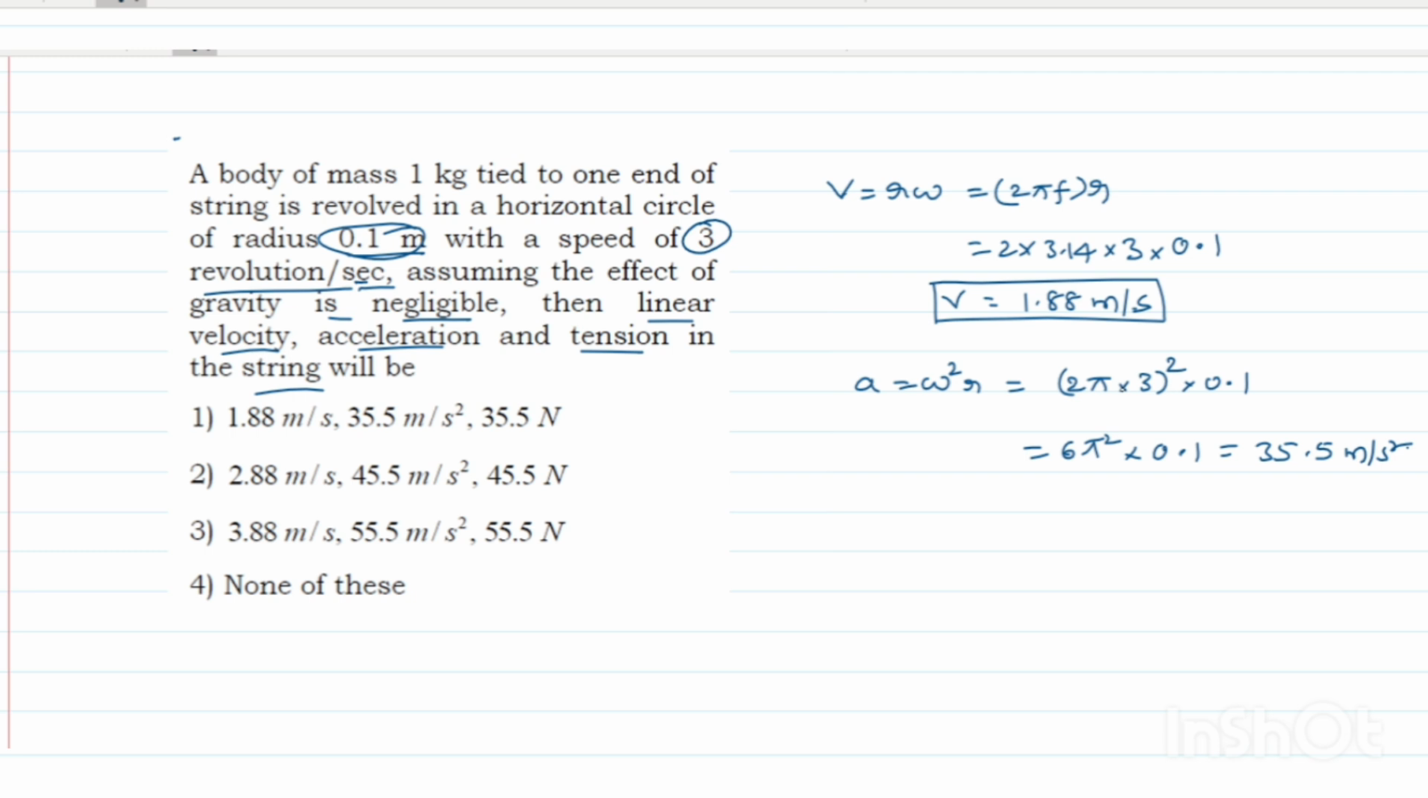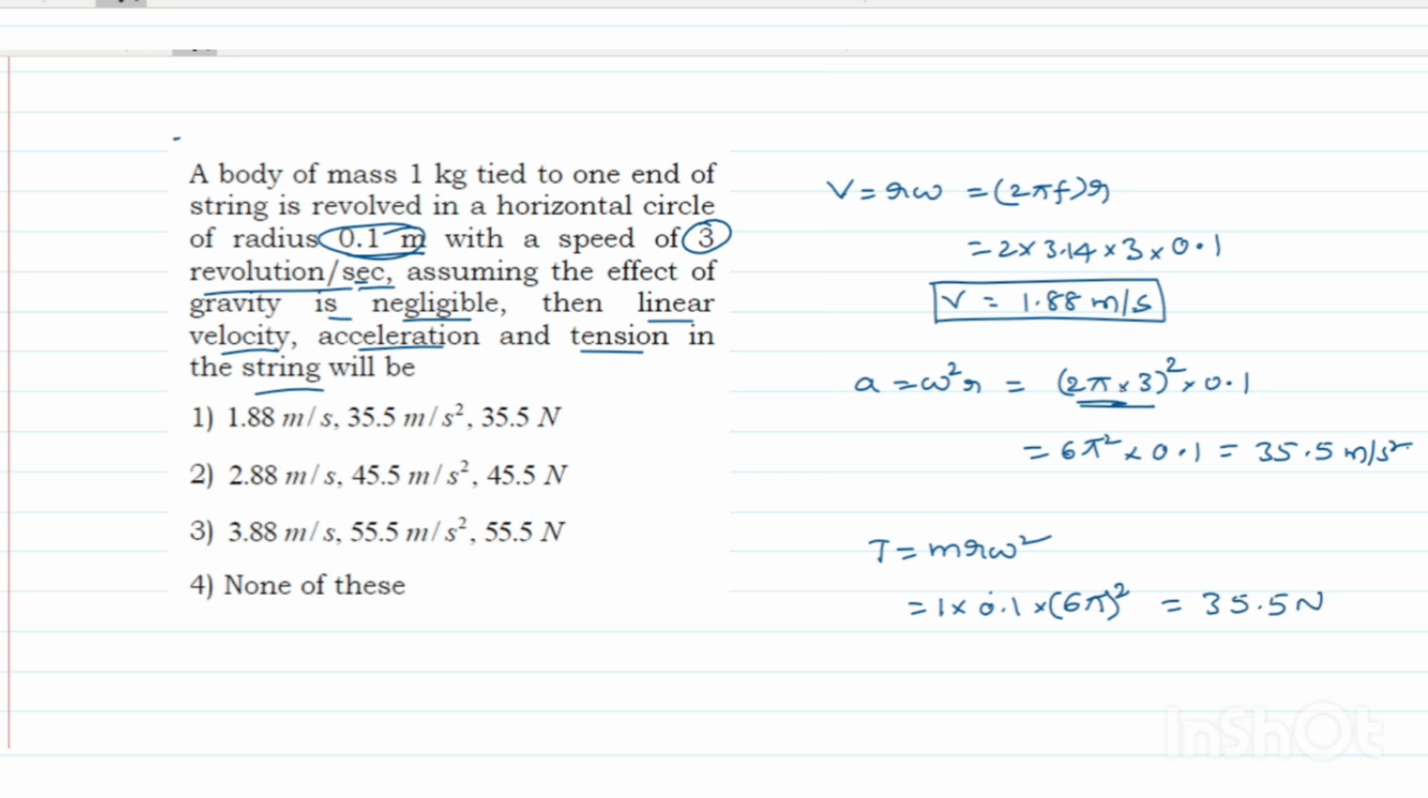Next they are asking for the tension in the string. Tension is providing the centripetal force. In terms of angular velocity, you can take it as m r omega square. Mass is given as 1 kg. Radius is given as 0.1 meter. Into the omega value, which you know already, that is 6 pi square. So 2 3s are 6 pi whole square. When you simplify this, you will get nearly 30.5 Newtons.